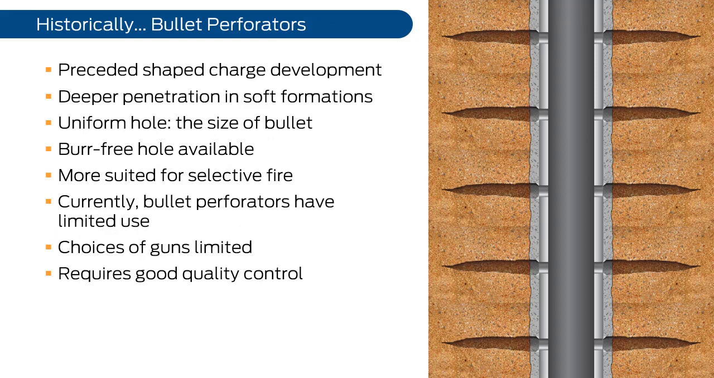Historically, bullet-shaped perforating charges were once used. They preceded the concept of the shaped charge. The bullet did perform significantly well. They would create a deep penetration if the formation was soft, and the hole essentially reflected what appeared to be caused by a bullet. The steel through which the bullet perforator penetrated was burr-free, and typically the choice of the gun type was limited.